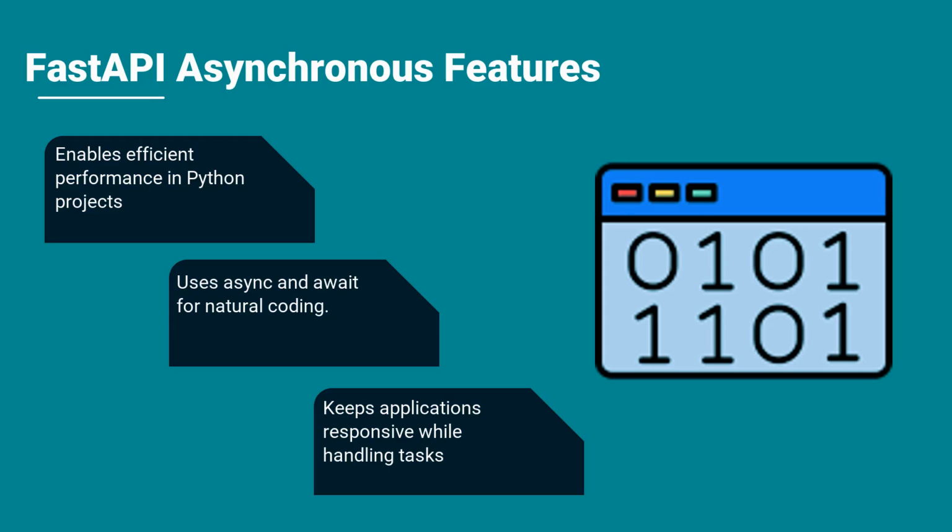Let's dive a little deeper into asynchronous features, which are super important for achieving efficient performance, especially when we're working with Python. So FastAPI really leans on Python's async and await syntax, allowing developers to write asynchronous code in a way that feels natural. This is particularly advantageous when we're dealing with tasks that might be blocking, such as running database operations or consuming external APIs. It's all about keeping our applications responsive and efficient. So, let's keep exploring how we can harness these tools in our projects.